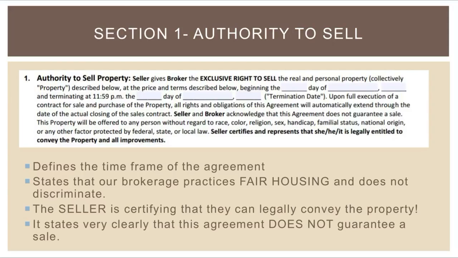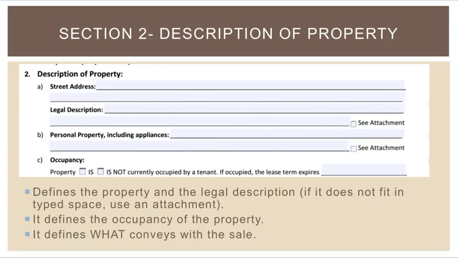So it defines the time frame of the agreement. It states that our brokerage practices fair housing and does not discriminate. It also asks the seller that they certify that they can legally convey the property. That's very important. As well as it states very clearly that this agreement does not guarantee a sale. In Section 2, you'll find the description of the property. It defines the property and the legal description.